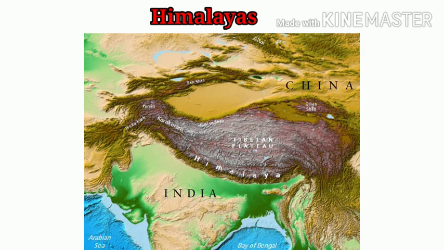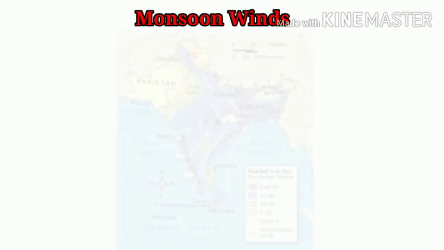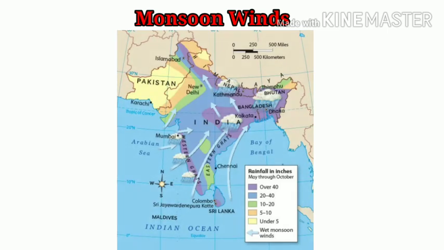Now let's see the next factor, because in the Himalayas we discussed the monsoon winds. So let us take the next factor, that is monsoon winds. When we consider monsoon winds, you can understand what the role of the monsoon winds is. India's climate is known as a monsoon type of climate, as you know very well.